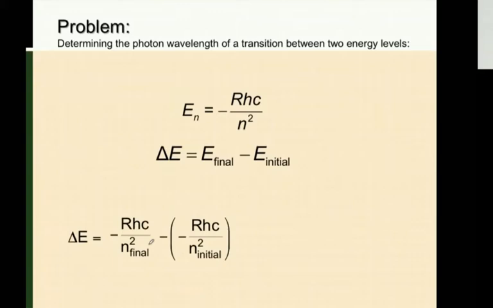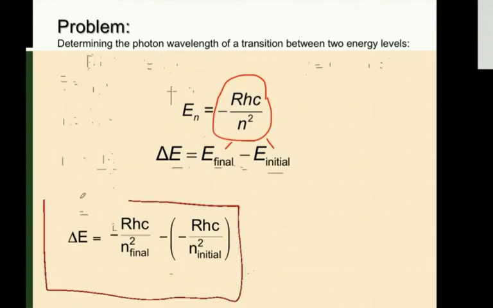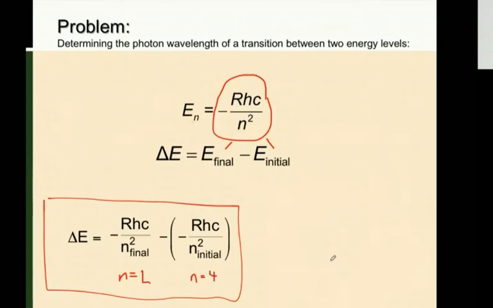So here we have filled in those. We just literally took this, put it in here and here, and then got this new equation here, where n final, remember, is n is equal to 2, and n initial is n is equal to 4.